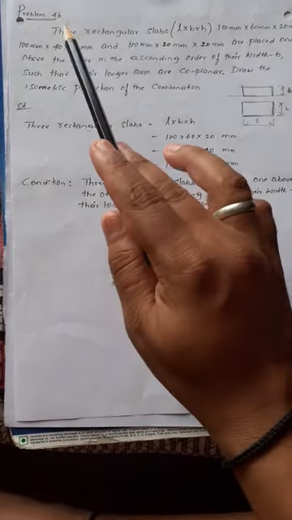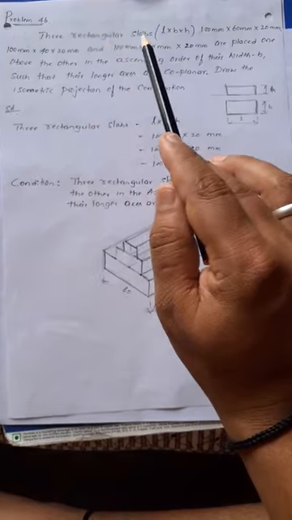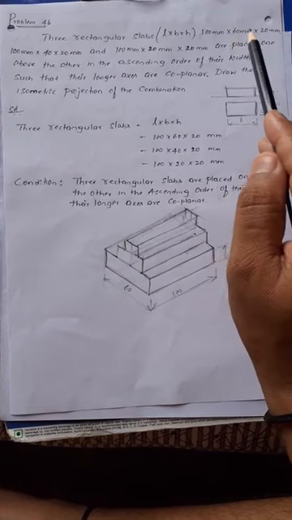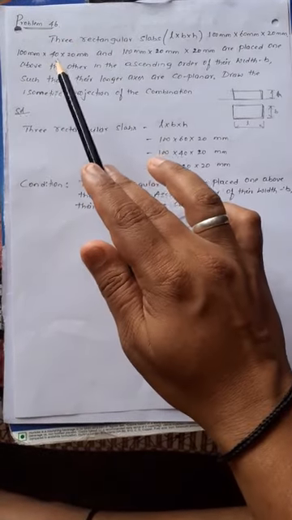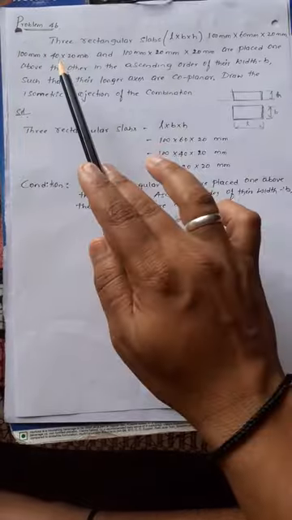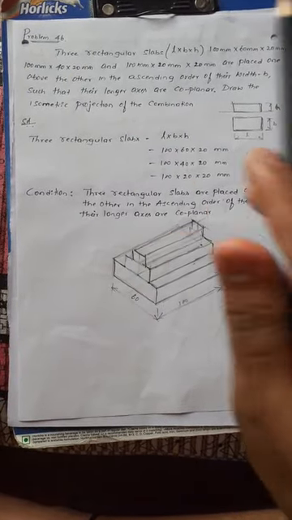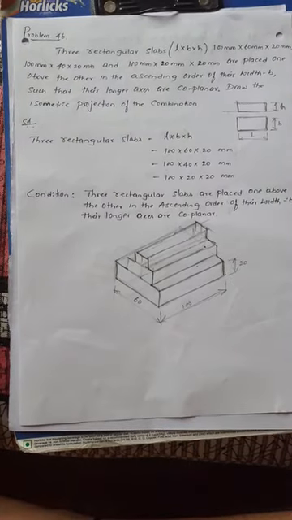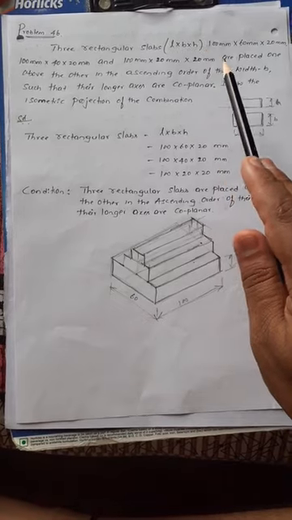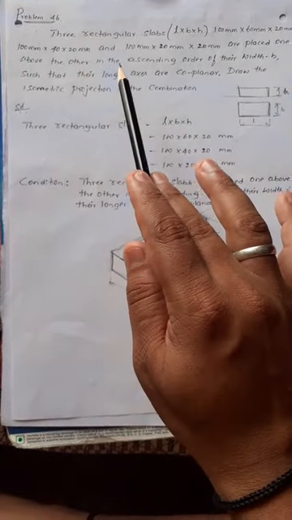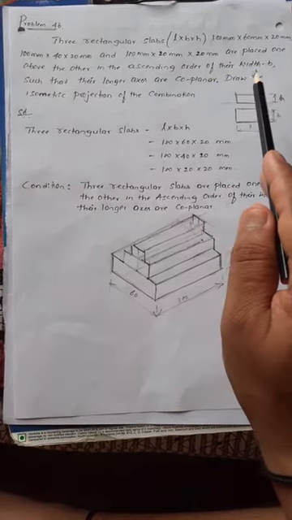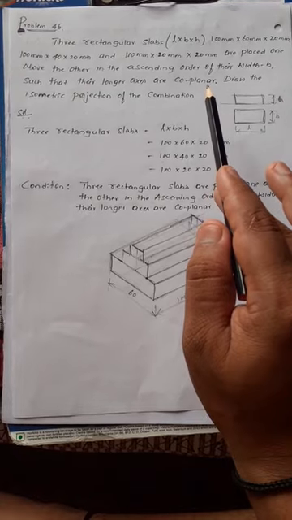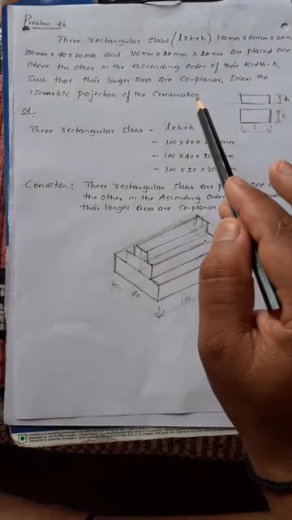Now our next problem is problem number 46. Three rectangular slabs, length into breadth into height: the first is 100 mm into 60 mm into 20 mm, the second is 100 mm, 40 mm and 20 mm, and the third rectangular slab is 100 mm, 20 mm and 20 mm. They are placed one above the other in ascending order of their width b, such that their longer axes are coplanar. Draw the isometric projection of the combination.